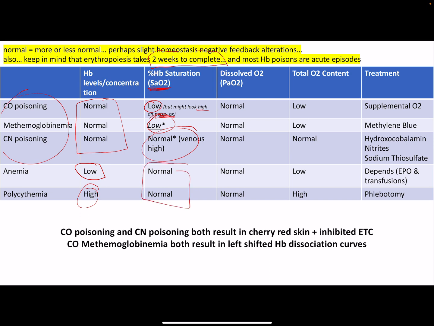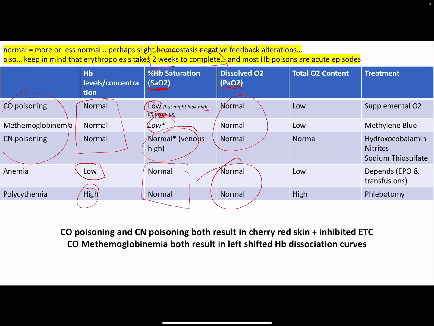The saturation levels are not affected in these. We just have more red blood cells or less red blood cells. None of these three are going to affect the amount of arterial oxygen, which pretty much hypoxemia just has to do with ventilation and diffusion and how well we can do gas exchange in the lungs. Same thing for these as well.